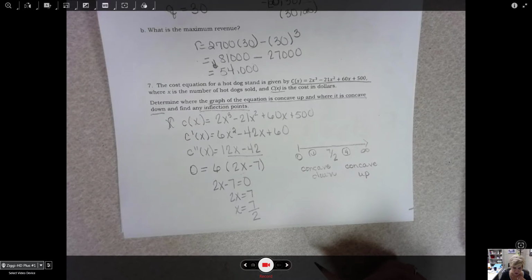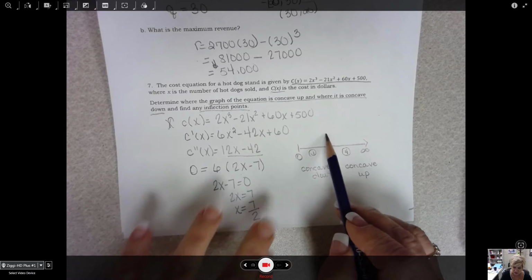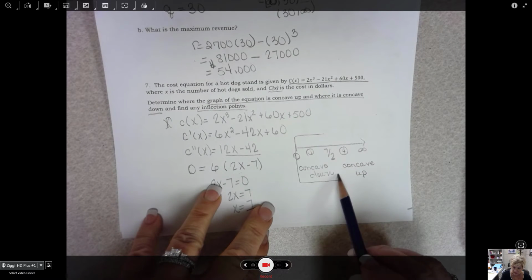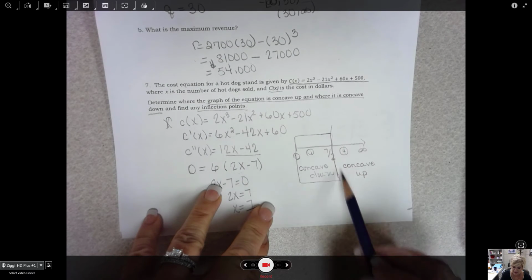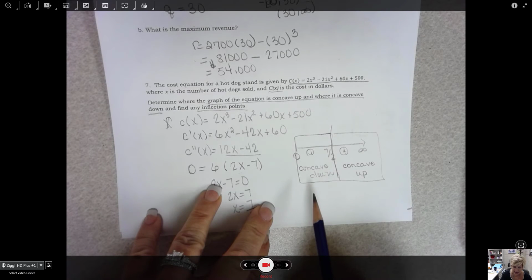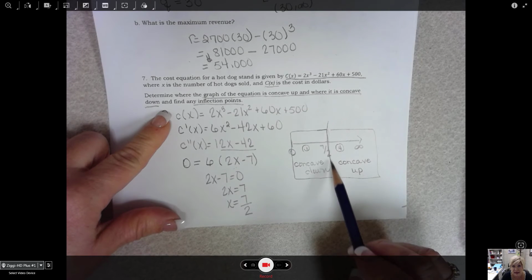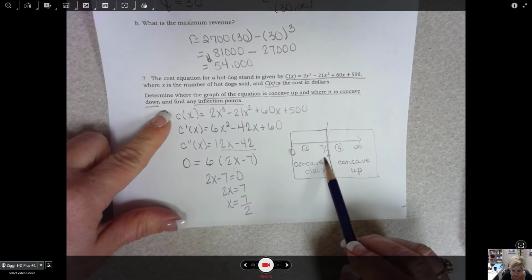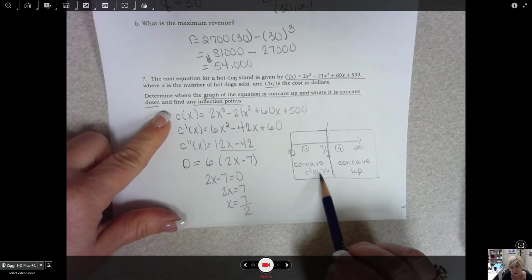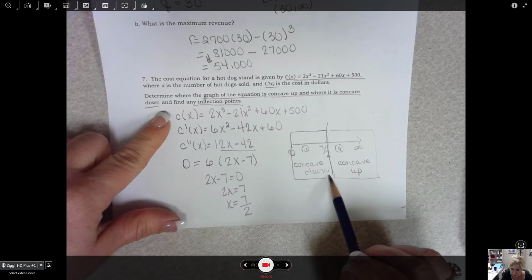What was the original question? Concave up, concave down intervals. So this is my concave down, and this is my concave up interval. Any inflection points? Yes. The inflection point would be when x is 7/2 because our concavity shifts. It changes from down to up.